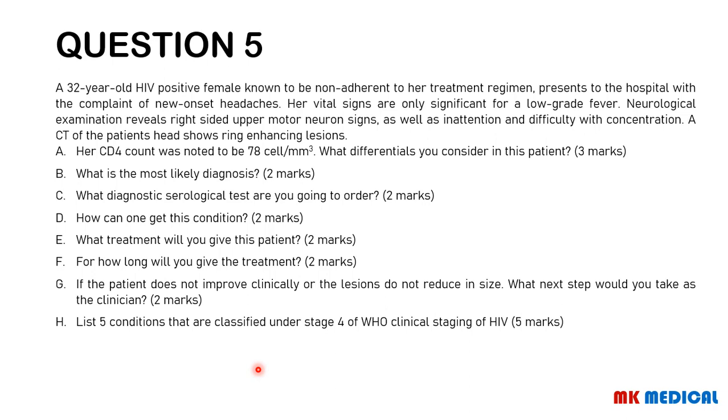What differentials would you consider? What is the most likely diagnosis? What diagnostic serological tests are you going to order? How can one get this condition? What treatment will you give this patient? For how long will you give the treatment? If the patient does not improve clinically or the lesions do not reduce in size, what next step would you take as the clinician? List 5 conditions that are classified under stage 4 of WHO clinical staging of HIV. So you may pause the video right now. And here comes the answer.